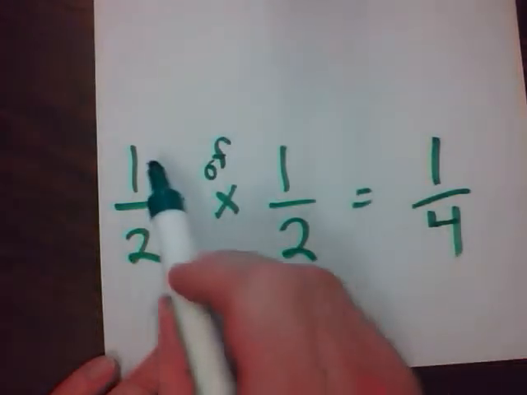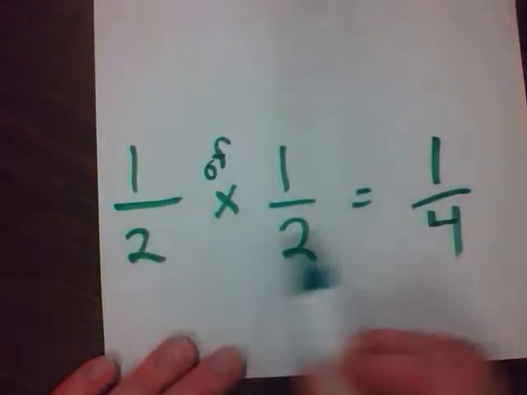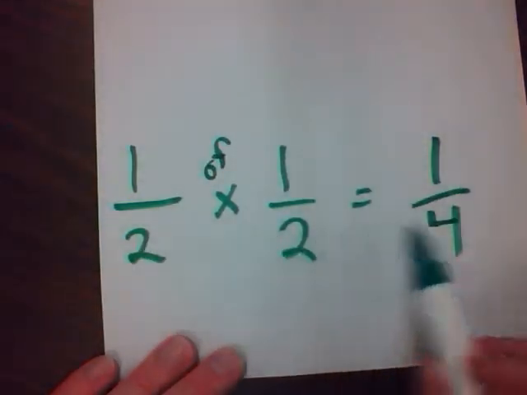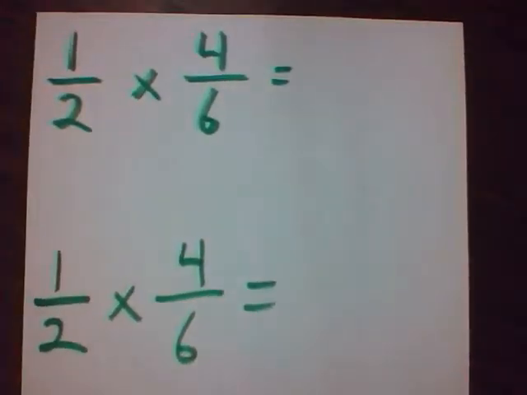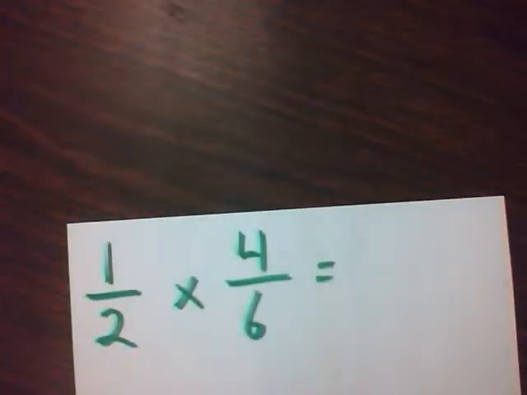Notice how that works. Simple multiplication straight across the top. 1 times 1 equals 1, 2 times 2 equals 4. When you're multiplying fractions, that's all you actually have to do. Let me show you another example. We'll start with this one.